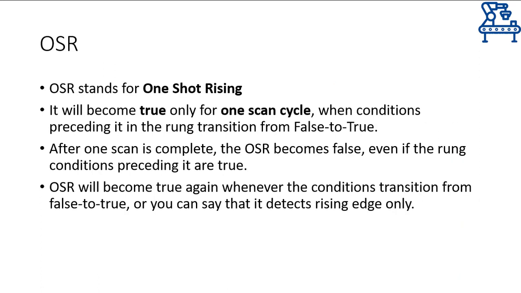The next instruction I'll talk about is called one-shot rising, or for short OSR. This instruction will become true for one scan cycle only if the conditions preceding it become true. After one scan cycle, this instruction will not become true even if the preceding conditions are still true. However, it will become true once again if the preceding instructions have gone false and then become true again. In simple words, this instruction will become true whenever it detects a rising edge pulse or a transition from false to true.